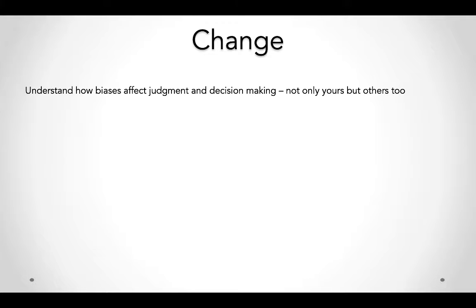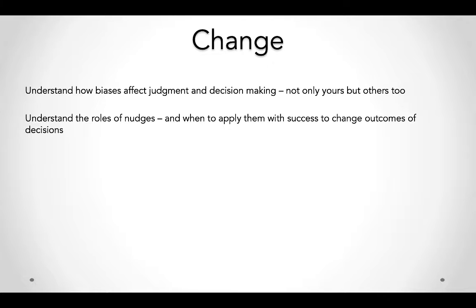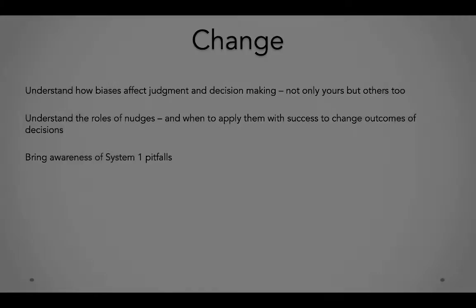On the change part, we now have tools for tweaking and avoiding the biases that will cloud our decision making, and not only for us but for others as well. Understand the role of nudges, when to apply them with success and when they might fail to change the outcomes of decisions. Bring awareness of System 1 pitfalls. Everybody uses System 1 as much as they possibly can, but it comes with pitfalls, and you should now be able to understand where people use System 1 more than they actually should.